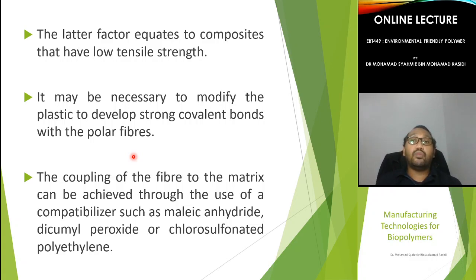It may be necessary to modify the plastic to develop strong covalent bonds with the polar fibers. The coupling of the fiber to the matrix can be achieved through the use of a compatibilizer such as maleic anhydride, nickel peroxide, or chlorosulfonated polyethylene. Due to the different polarity between the filler and the matrix, you can use a coupling agent to improve the interfacial adhesion between the filler and the matrix.